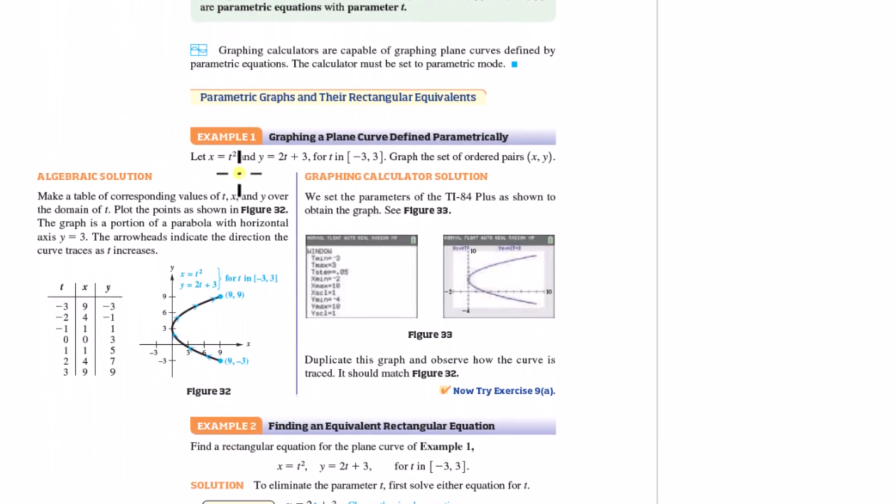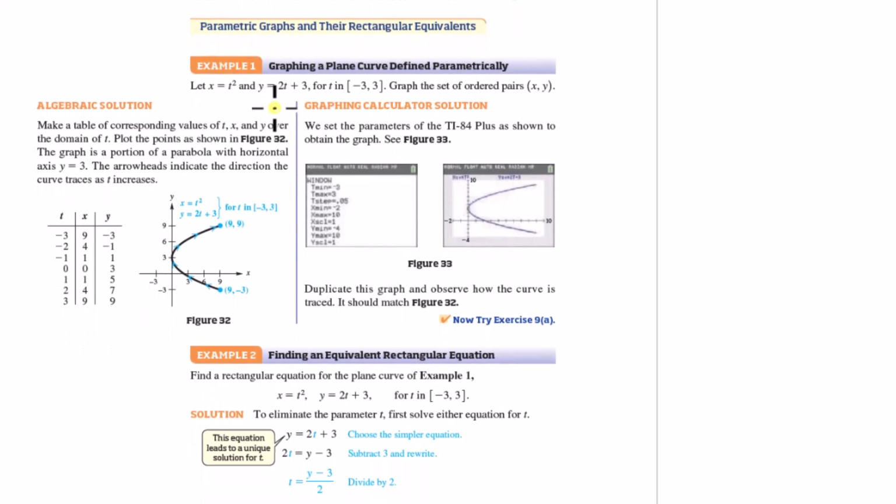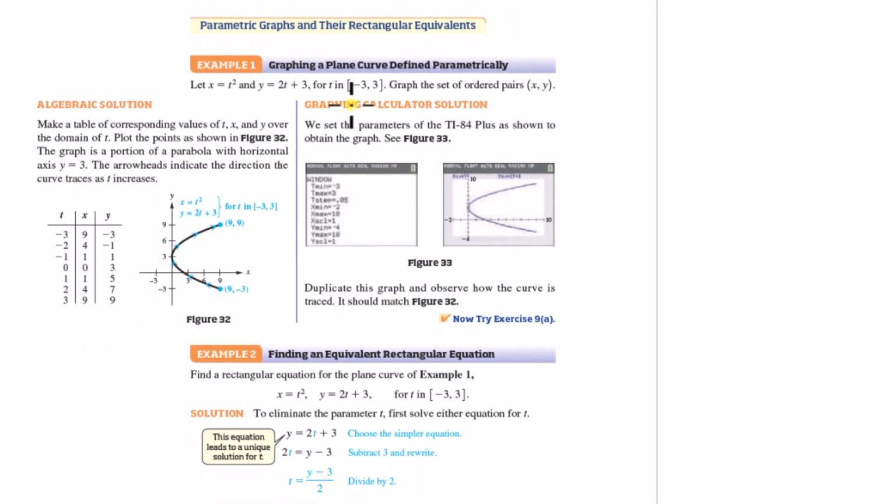Okay, graphing a plane curve defined parametrically. Let x equal t squared, y equal 2t plus 3 for this interval of t. So now let's graph this. We know that there's one input, t. It's a 2-dimensional output, so it's going to be a plane curve. So what's the curve going to be? Remember, with any parametric equations, we're going to get a curve, or a surface, or a 3-dimensional object. But it's not static. For every input, we're located at some point on that curve. And so how do you graph this?